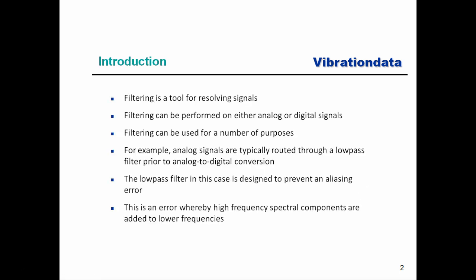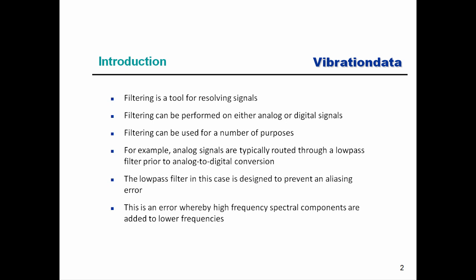So filtering is a tool for resolving signals, and filtering can be performed on either the analog or digital signal. Well, today we're just going to be focusing mainly on digital signals, but I do want to mention a little bit about analog filters. And filters can be used for a number of purposes. So let's say we have an analog signal from an accelerometer or some other sensor. As a good engineering practice, we would route that signal through an analog low-pass filter prior to the analog to digital conversion. And the reason we would do that is to prevent an error source called an aliasing error.